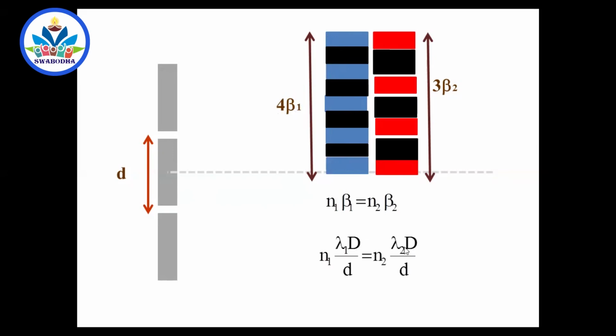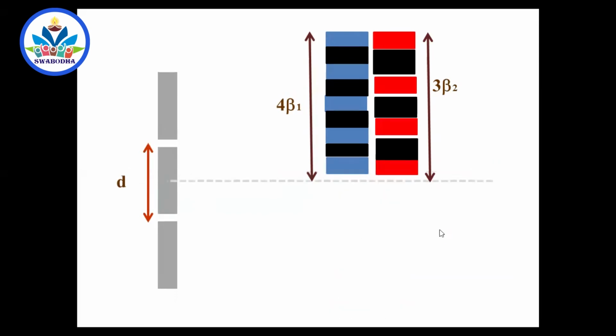N1 beta 1 must be equal to N2 beta 2. N1 lambda 1 D by d must be equal to N2 lambda 2 D by d. But the apparatus setup is same. D and capital D are same. That's how we have to proceed. And N1 lambda 1 equal to N2 lambda 2. So N1 by N2 is equal to lambda 2 by lambda 1.